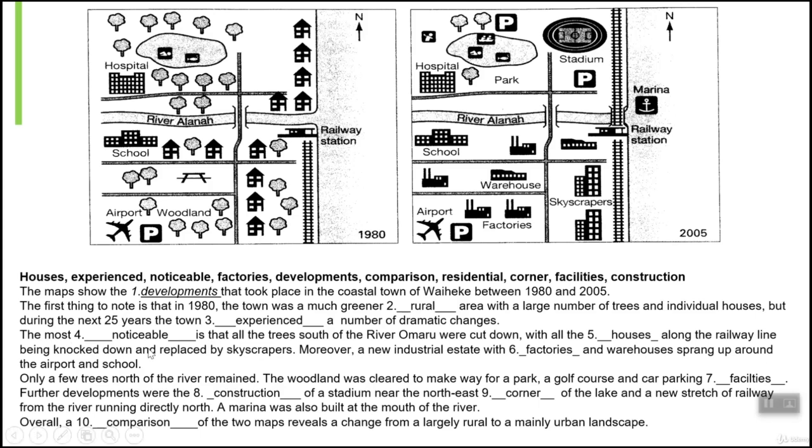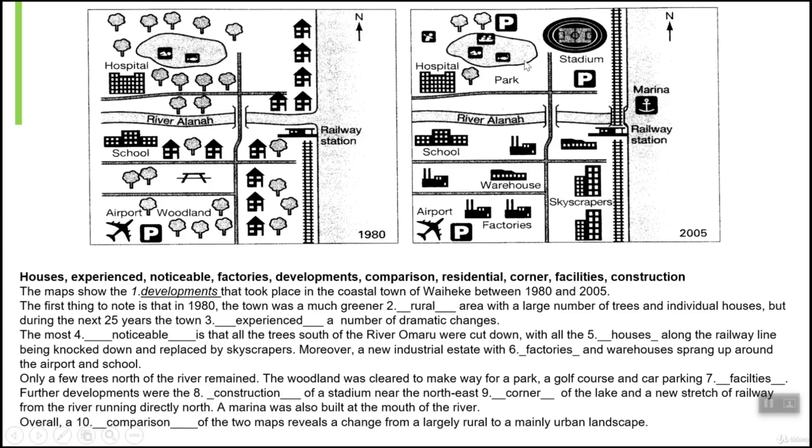The most noticeable is that all the trees south of the river Maru were cut down, with all the houses along the railway line being knocked down and replaced by skyscrapers. Moreover, a new industrial estate with factories and warehouses sprang up around the airport and the school. So you can see here it is describing this area here. Only a few trees north of the river remained. So it's describing this area.